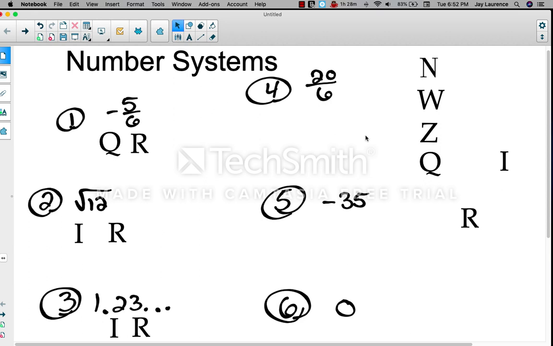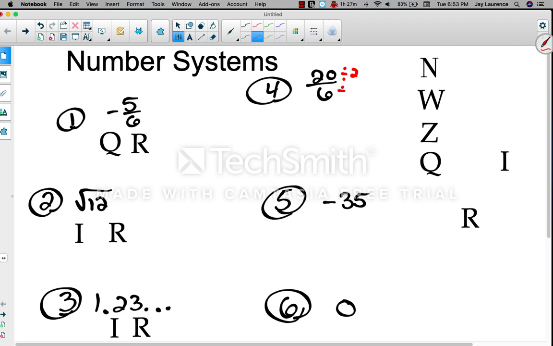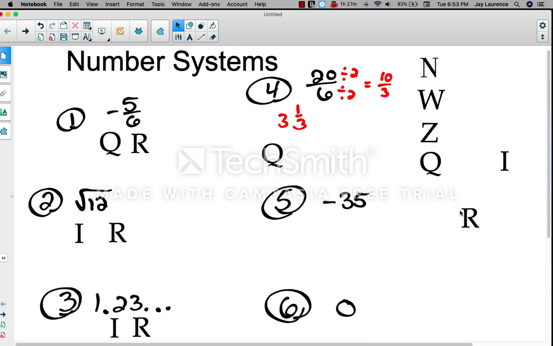Okay, number 4, I've got 20/6. All right, I can simplify that to 10/3 if I want to. Yeah, if I divide both the numerator and the denominator by 2, I'm going to get 10/3. If you want to go mixed number, you can. You don't have to. That'd be 3 1/3. If you need help on doing that, come see me. Okay, this is a fraction. Any way you look at it, all fractions are automatically rational and real. Okay, there are no fractions in the natural, whole, or integers.